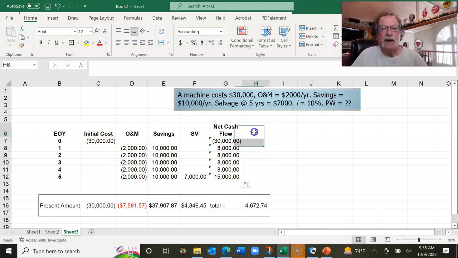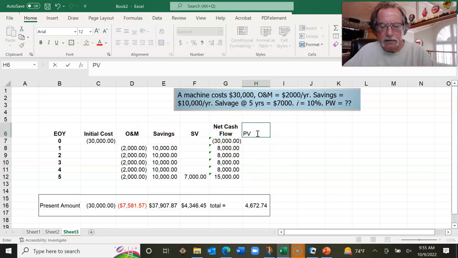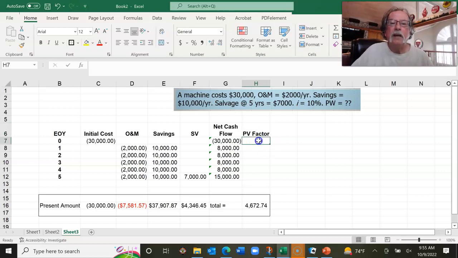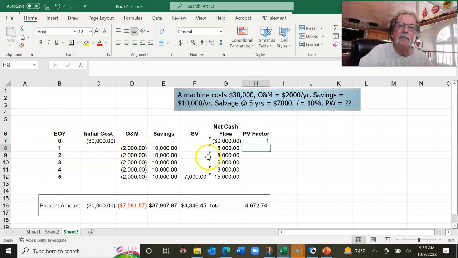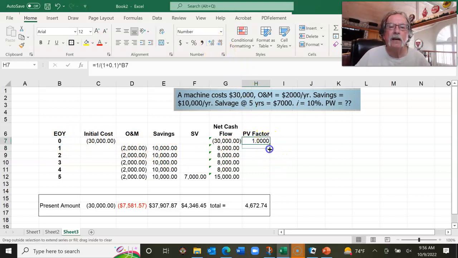Now let's look at a present value factor. The present value factor is 1 over 1 plus i to the n. So this equals 1 divided by 1 plus 10%. We're going to raise it to the nth power. N is over here, our end of period. Let's give it a few decimal points. And so this is the present value factor for each one of these periods.